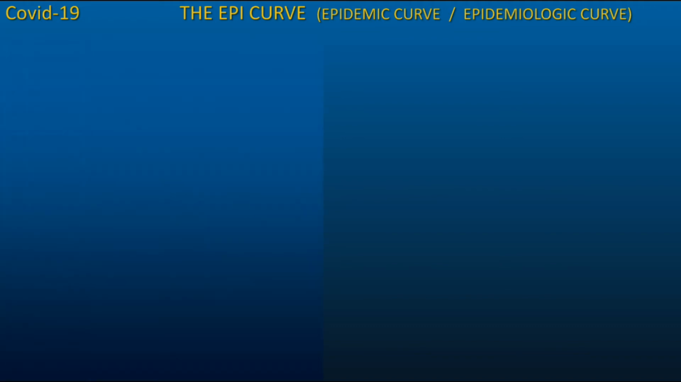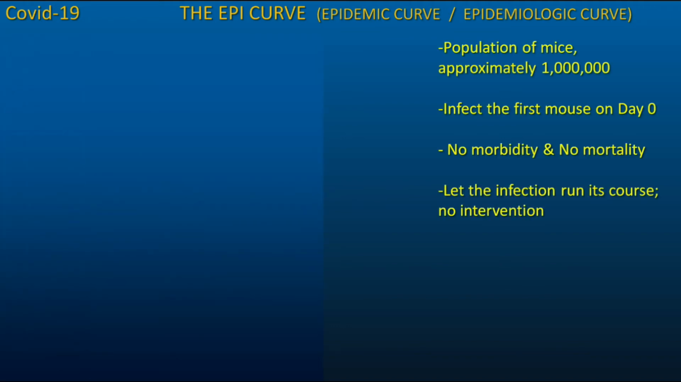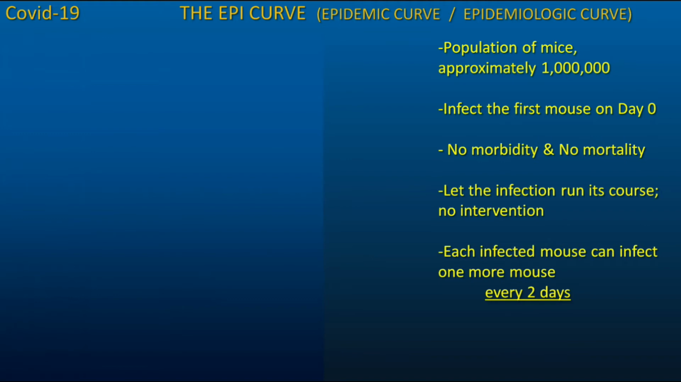Now let's run the experiment again with another population of 1 million mice. Everything remains the same with the same virus, no morbidity, no mortality, and let the infection run its course, no intervention. But this time we're going to change the requirement so that each infected mouse can infect one more mouse every 2 days instead of every day like before.